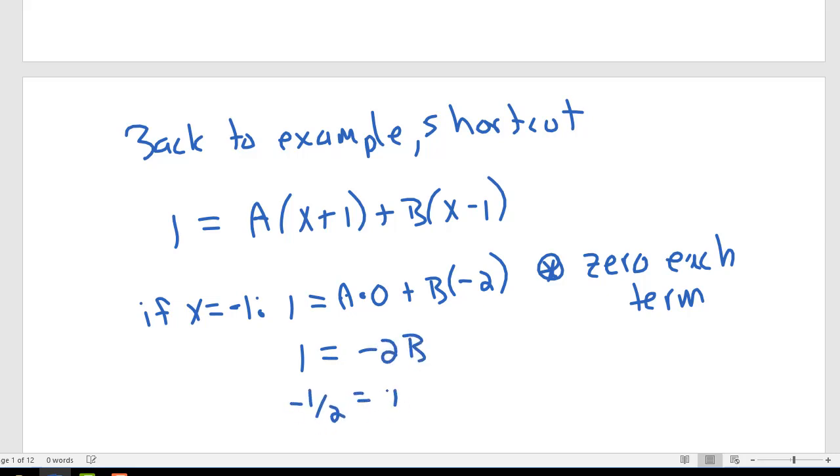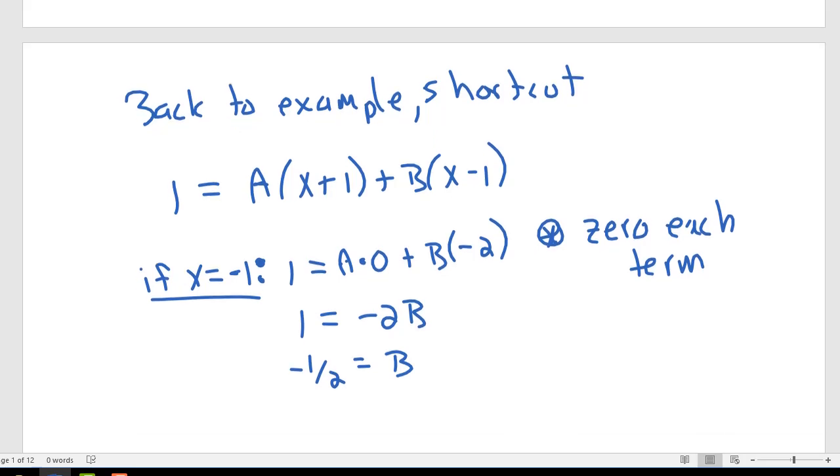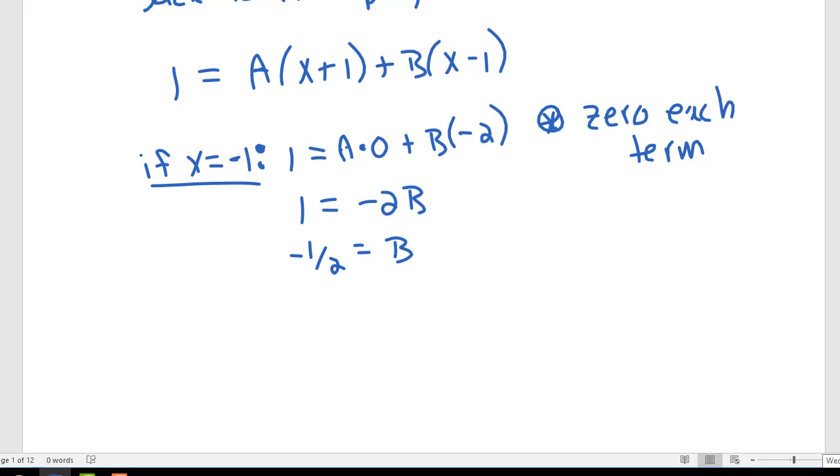So it's actually a nice little shortcut. Now this shortcut doesn't always work, but sometimes it does. So what I say to you is try the shortcut. See if it finds the value of one of the constants for you. If it does, sweet. If it doesn't, okay, we'll go back to the system approach. The system approach is more mathematically correct, but this is a nice shortcut, and when it works, use it.